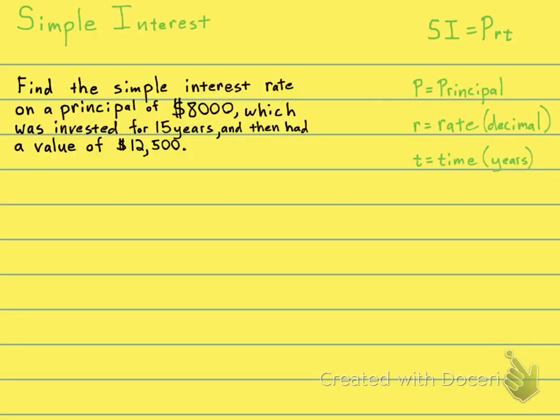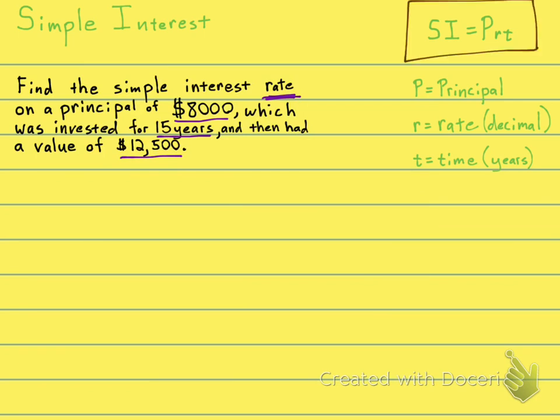Here's a simple interest problem where they want us to find the simple interest rate. Okay, so it says find the simple interest rate on a principal of $8,000, that's what you're starting with, which was invested for 15 years and then had a value of $12,500.